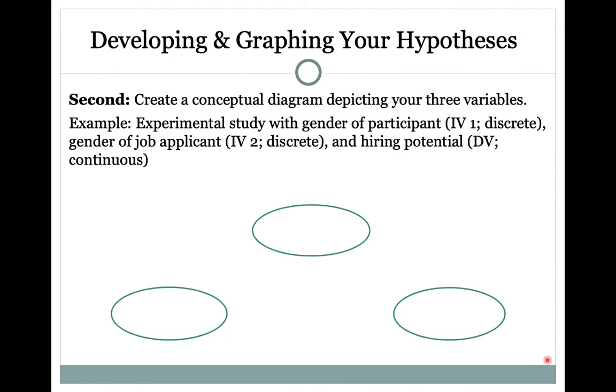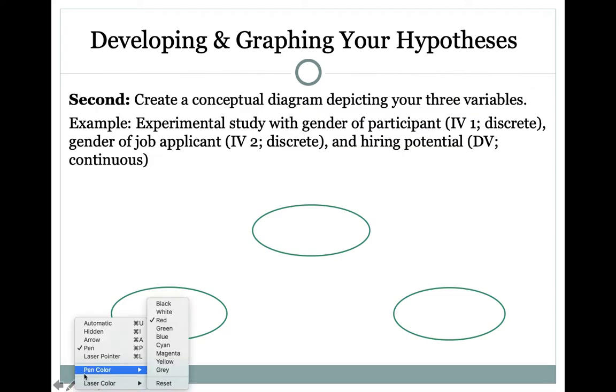Your second step is to create a conceptual diagram depicting your 3 variables. I'll give an example right here. An experimental study with gender of the participant as your IV, which is discrete, either man or woman, the gender of the job applicant as IV2, discrete, man or woman, and hiring potential as your DV, which is continuous. We'll say hiring potential is a scale of 1 to 5 for how hireable you think the person is.